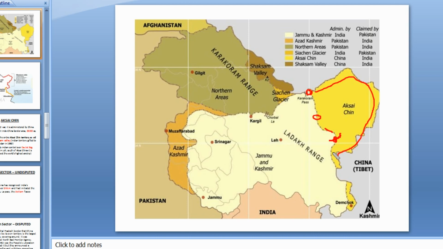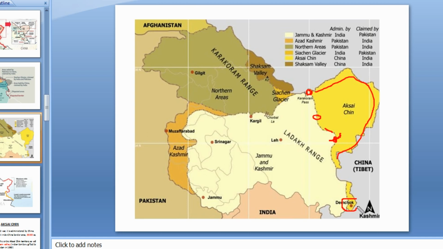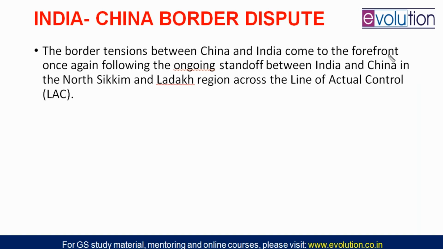And below that we have Demchok. So these four locations 1, 2, 3 and 4, I will name them again. First one is Daulat Beg Oldie. Second one is Galwan Valley. Third one is Pangong Tso area. And the fourth one is Demchok. All these four locations are having, from May 2020, problem of confrontation between Chinese army and Indian army. Now come to our lecture.